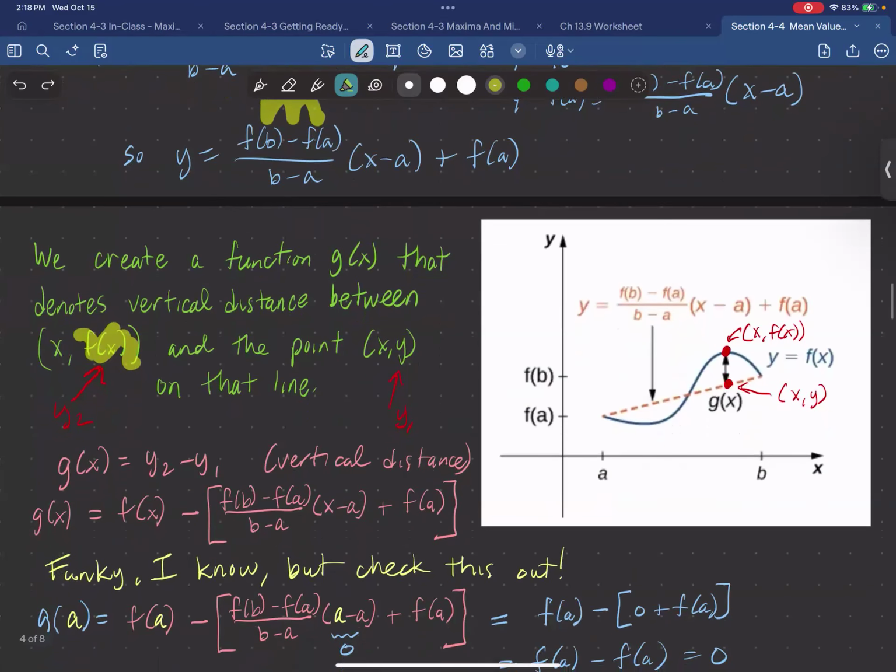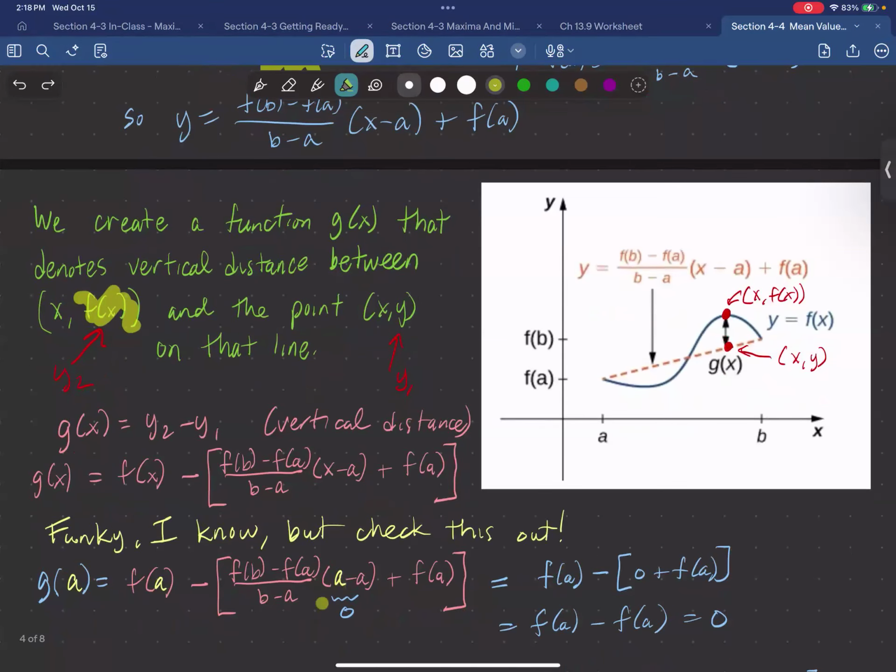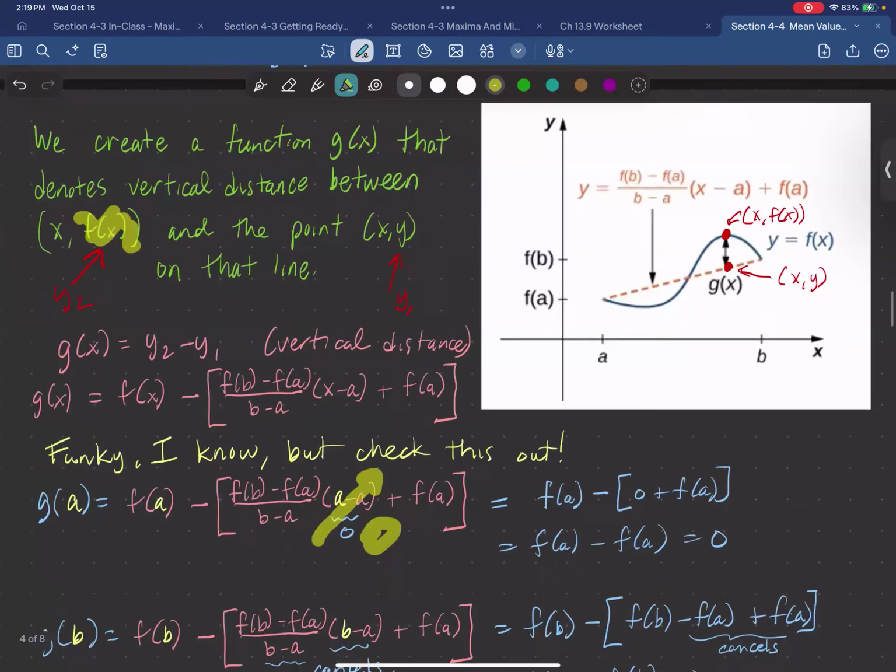If we plug in a, g of a is f of a minus that big old y thing with a plugged in. F of b minus f of a over b minus a times a minus a plus f of a. A minus a is 0, which makes this whole thing right here 0. And all I've got left inside the bracket is 0 plus f of a. So when I do the subtraction, I've got f of a minus f of a is 0.